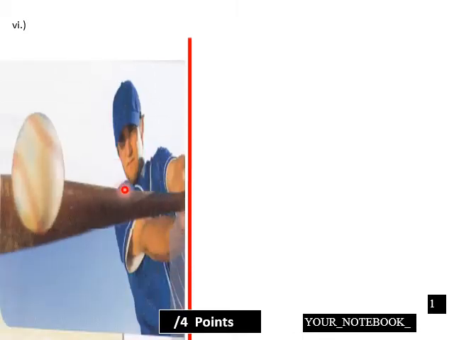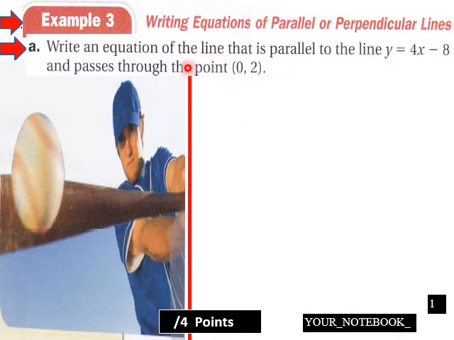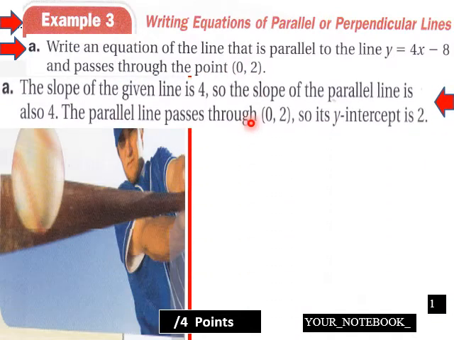Let's see here, example 3, writing equations of parallel or perpendicular lines. Write an equation of the line that is parallel to the line y equals 4x minus 8 and passes through the point (0, 2). So how do we write an equation of a line that is parallel? The slope of the given line is 4, so the slope of the parallel line is also 4.